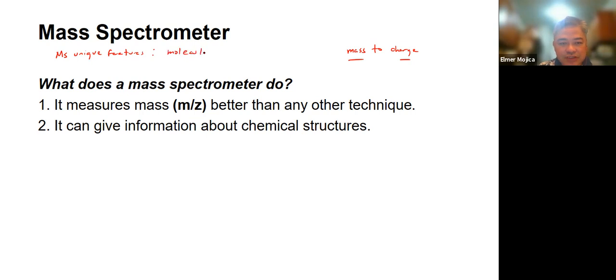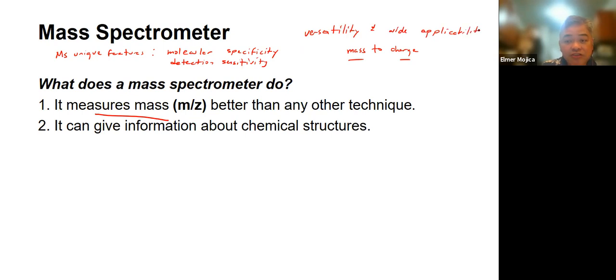So you have there the molecular specificity, which you can use to determine quantitatively a certain analyte in your sample. And then the detection sensitivity is what makes it a better technique in measuring the mass. Another feature that we can look at is the so-called versatility and wide applicability. In the succeeding slide, I will show you some of the areas where mass spec is usually utilized. And last but not the least is that it can analyze complex samples.